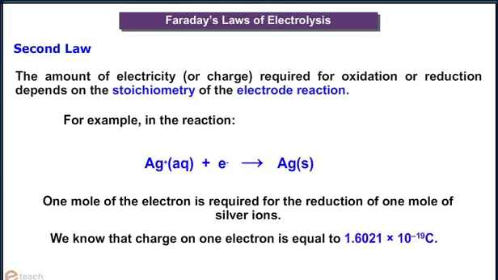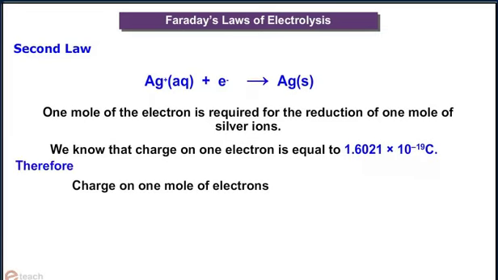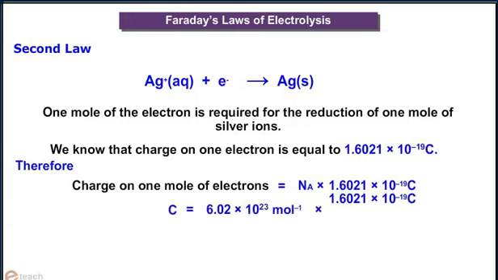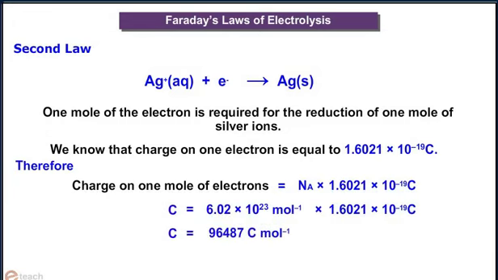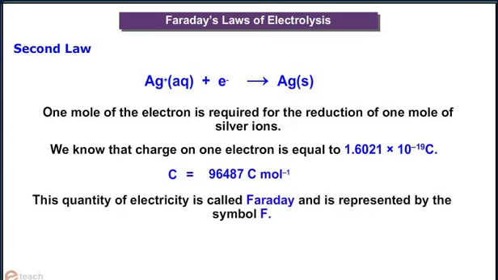We know that charge on 1 electron is equal to 1.6021 × 10^-19 coulomb. Therefore, charge on 1 mole of electrons is equal to N_A × 1.6021 × 10^-19 coulomb. This implies that C = 6.02 × 10^23 mol^-1 × 1.6021 × 10^-19 coulomb. This implies that C = 96487 coulomb mol^-1.